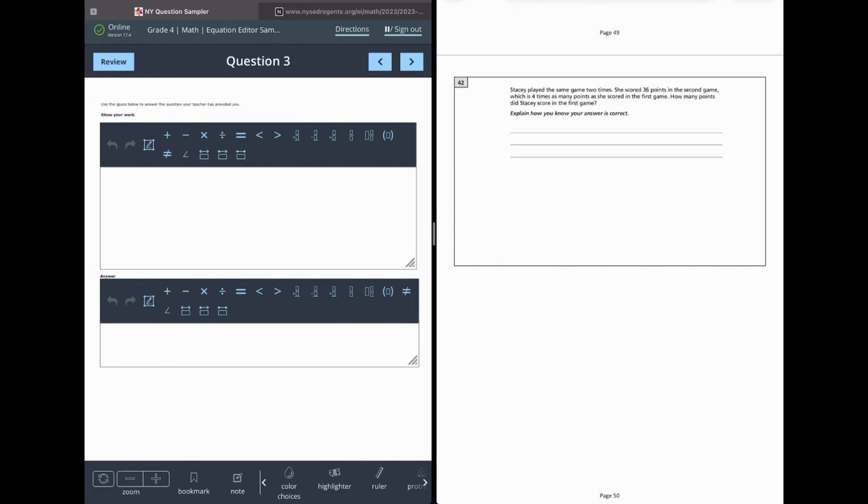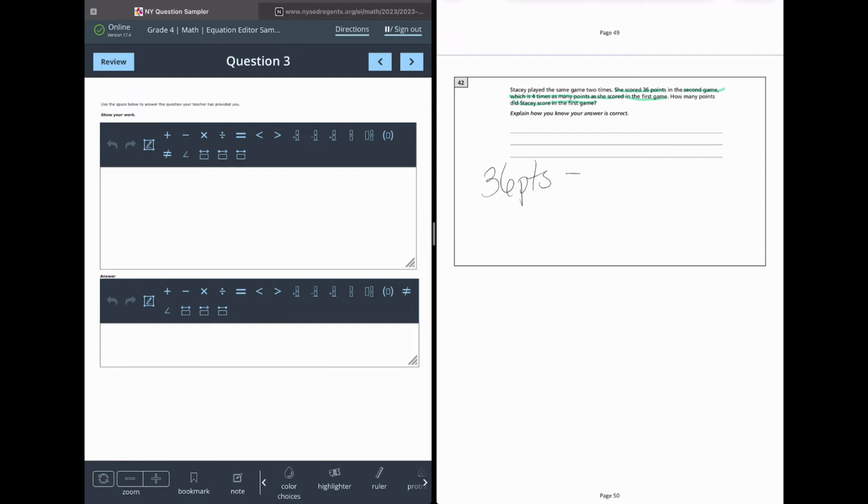She played the same game 2 times. She scored 36 points in the second game, which is 4 times as many as the first game. How many points did she score the first game? Okay, so she had 36 points. Let's actually do it in pencil.